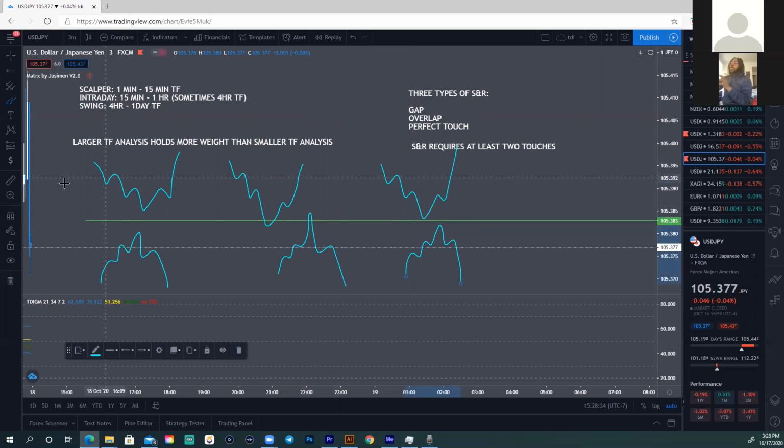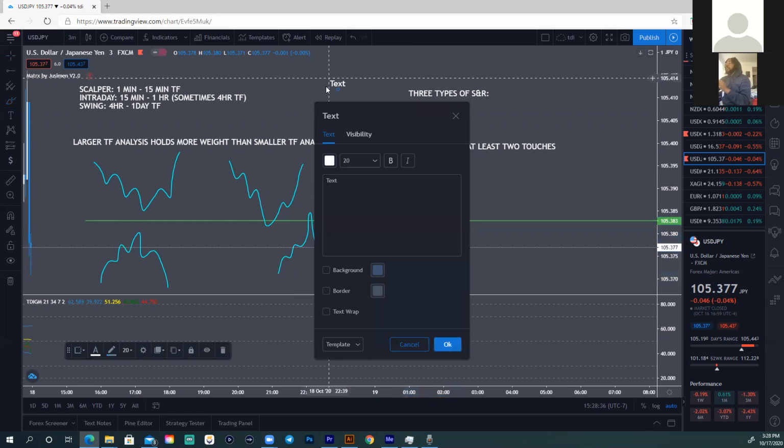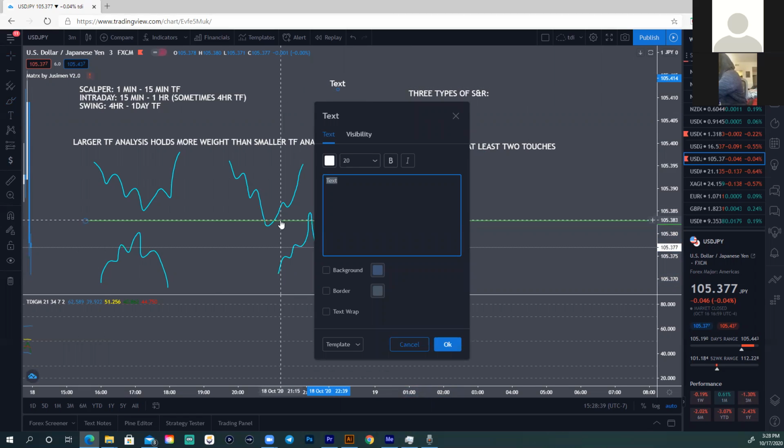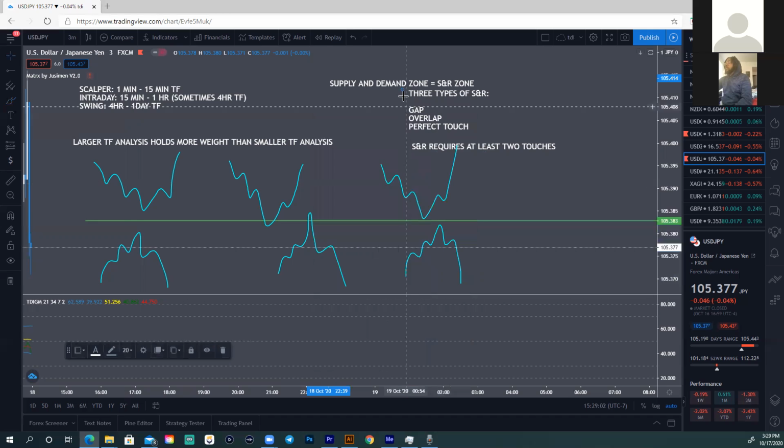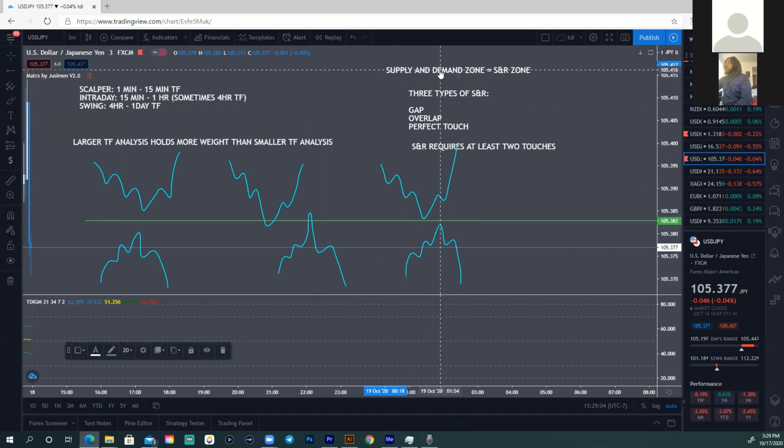This is why you'll hear this terminology: you'll hear supply and demand zone, which equals support and resistance zones. I'm going to call it S&R zones. This just means that once you start determining what type of support and resistance this is, you can mark it up through a zone that you know price is going to respect based upon the gap.